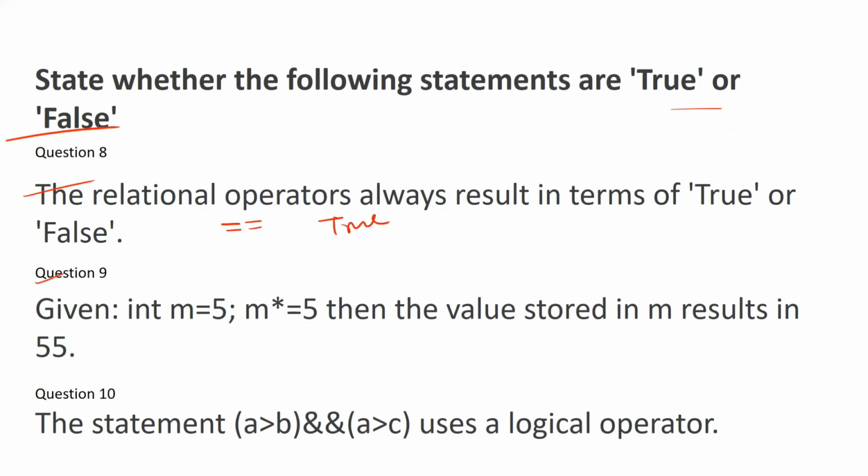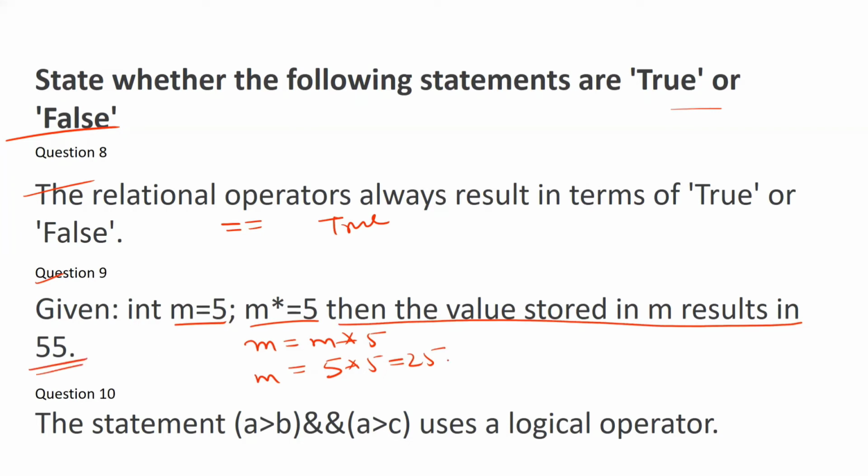Moving forward with question number 9, here we can see that the value of m is 5. And here we are using a shorthand operator. So this shorthand operator, we can write it like this, and we have the value of m as 5. So 5 into 5 will become 25. And here they are telling that the value stored in m results in 55. But we are getting the answer as 25. So this particular statement is false.